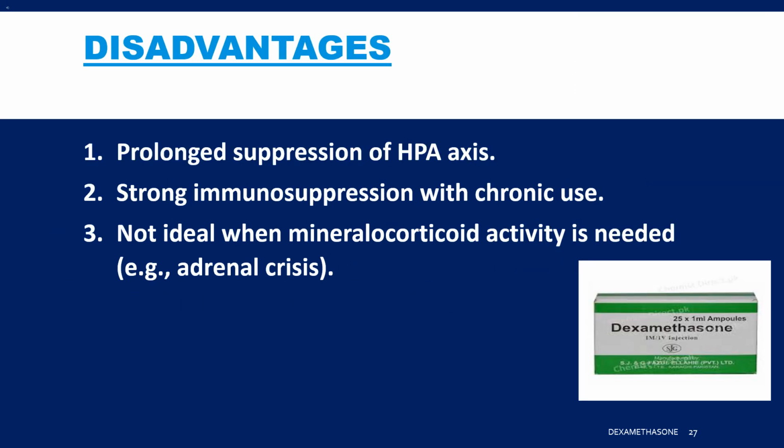Disadvantages of dexamethasone. 1. Prolonged suppression of HPA axis. Dexamethasone can cause prolonged suppression of the hypothalamic-pituitary-adrenal (HPA) axis, leading to adrenal insufficiency and dependence on the medication. 2. Strong immunosuppression with chronic use. Chronic use of dexamethasone can lead to strong immunosuppression, increasing the risk of infections and other complications.